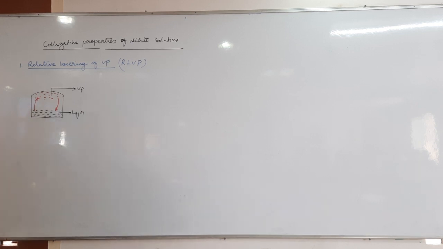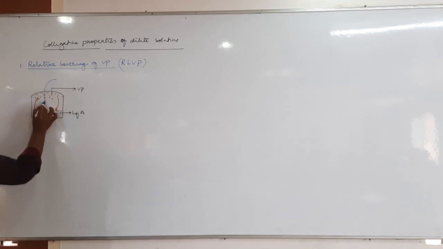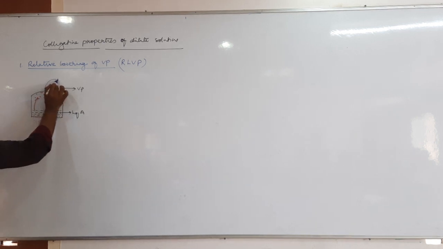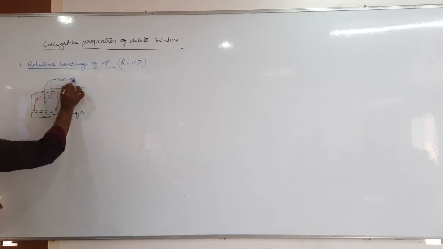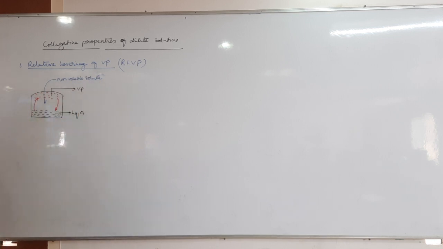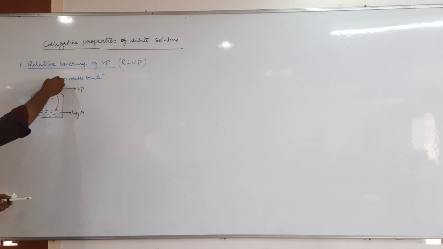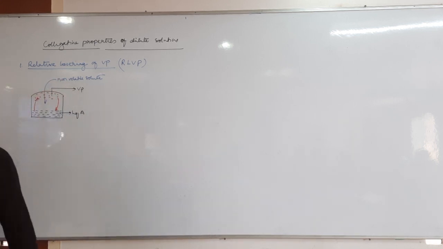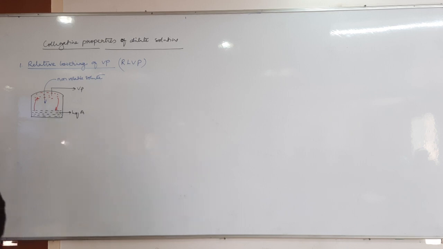Now next, tell me, to this liquid let us add a non-volatile solute, right? When a non-volatile solute is added to a pure volatile solvent, come on, tell me, what happens? Vapor pressure decreases, obviously. So why does the vapor pressure of the solution decrease?